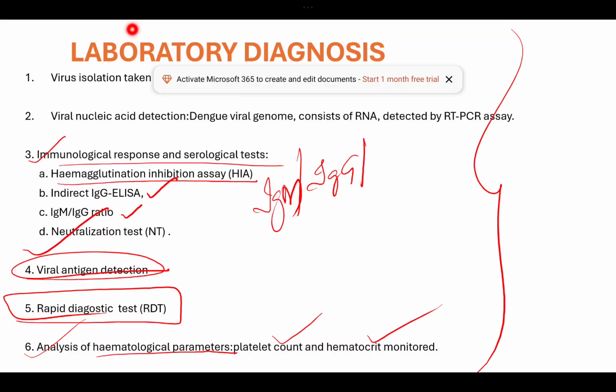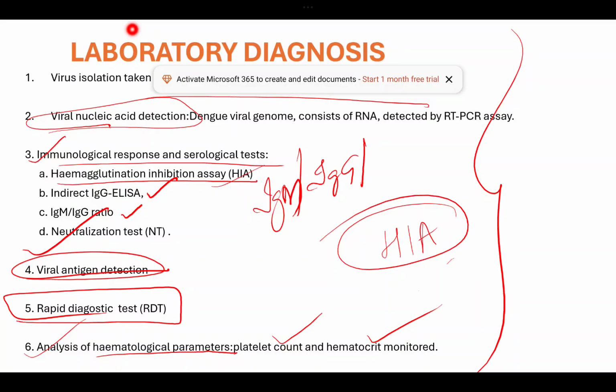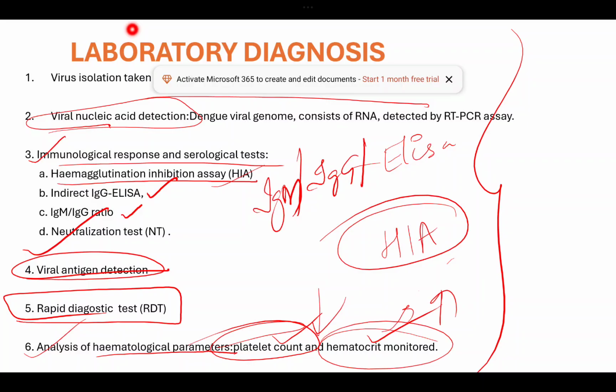What are those? Virus isolation in the first week, virus nucleic acid detection test, hemagglutination inhibition assay, and indirect IgG ELISA. You can analyze the hematological parameters, like the platelet count, which will be decreased, and hematocrit values, which will be increased. And we have the rapid diagnostic test, viral antigen detection test, neutralization test, IgG IgM ratio, etc.